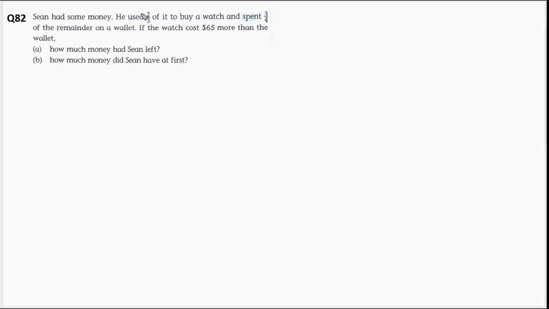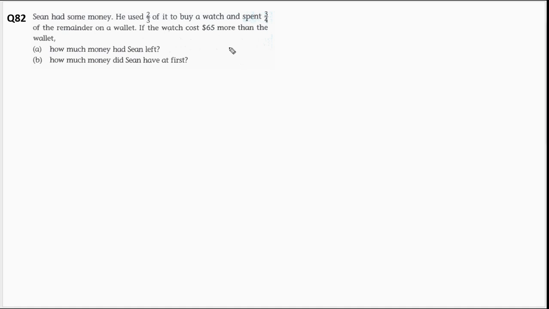Sean had some money. He used 2/3 of it to buy a watch and spent 3/4 of the remainder on a wallet. If the watch cost $65 more than the wallet, we're asked, A, how much money had Sean left, and B, how much money did Sean have at first?